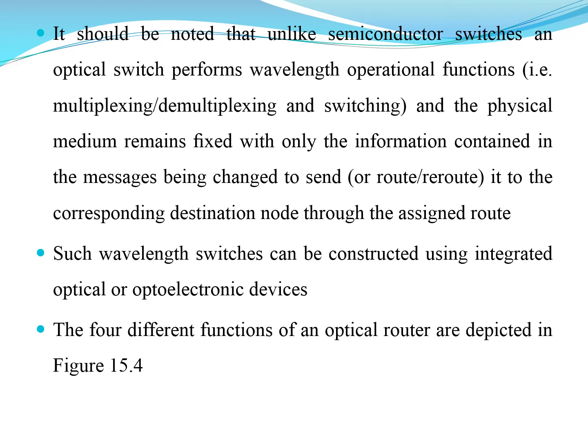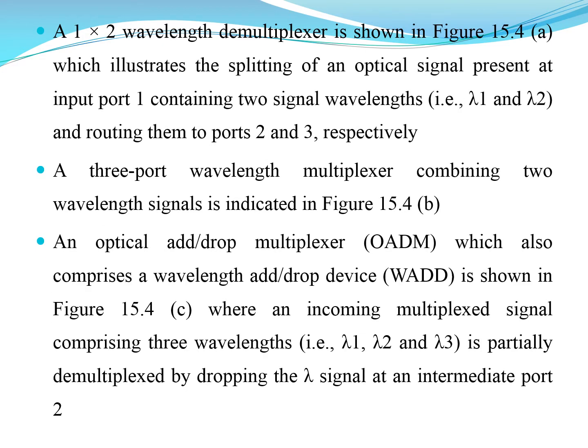The four different functions of this optical router, we see in the diagram on the next slide. We have a 1x2 wavelength demultiplexer, which splits a signal present at the input port, containing two signal wavelengths, lambda 1 and lambda 2, and routes them to two different ports, port 2 and port 3. And a 3-port wavelength multiplexer will combine these two wavelength signals.